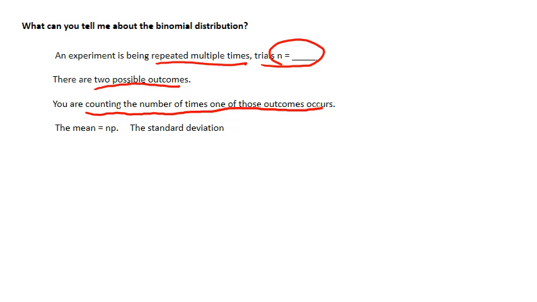So if it's a binomial probability problem, it's usually the probability you get 4, the probability you get 7, the probability you get 3. You're counting. The mean is n times p, right? N is the number of trials. P is the probability of what you're counting, success. The standard deviation is sigma, equal to the square root of npq. Okay?